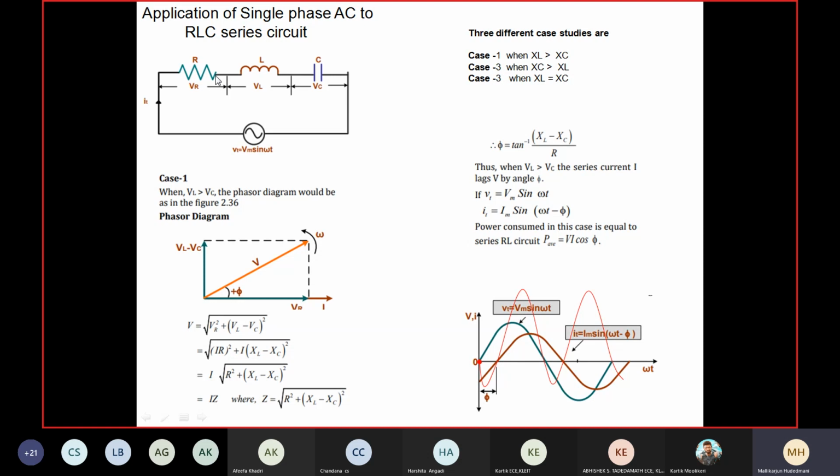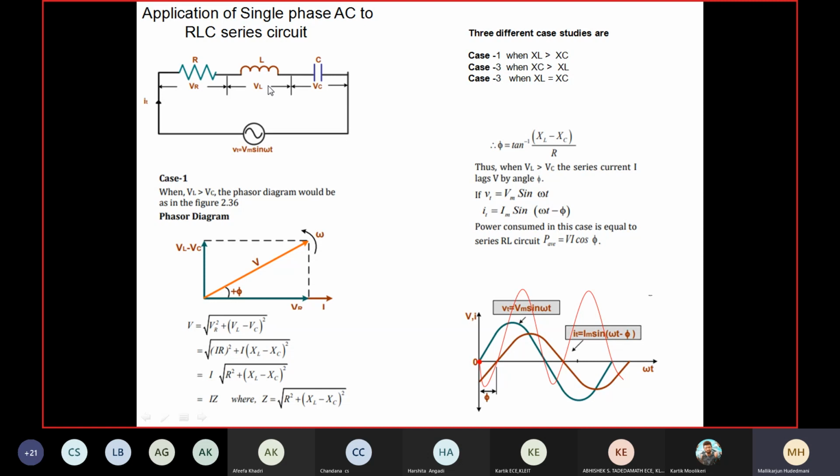Then I am in a position to draw the vector representing VR. You can see VR is positioned in the same line as that of current. You can see the blue colored vector is drawn on the same plane as that of current. Here the question comes, it is not a magnitude of current, it is just a plane, the horizontal plane is the reference plane for current. On the same plane, VR is represented. So this represents the relationship of VR and I.